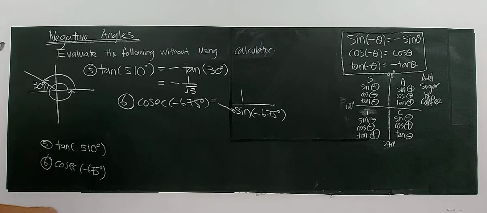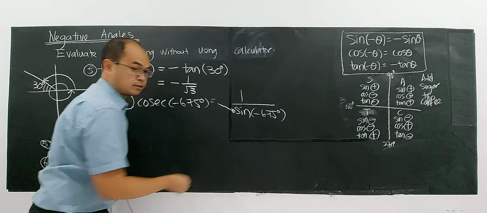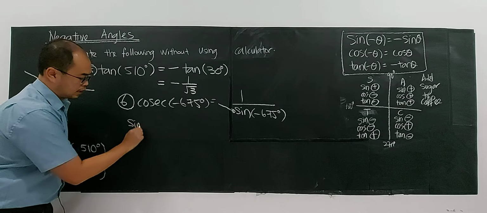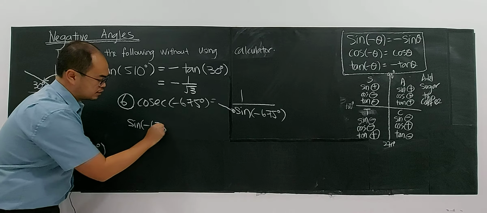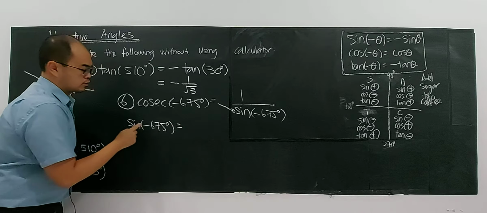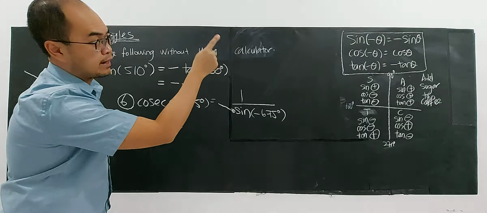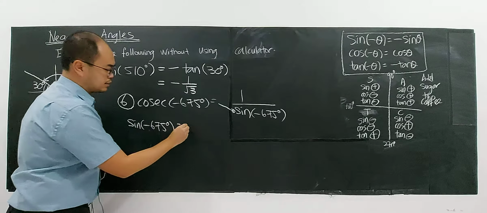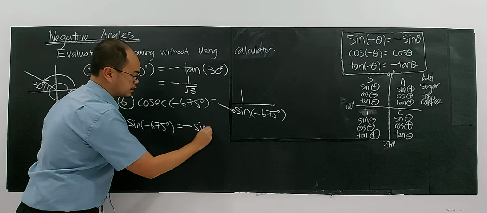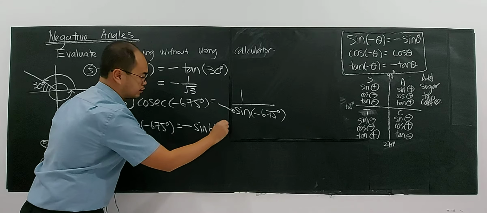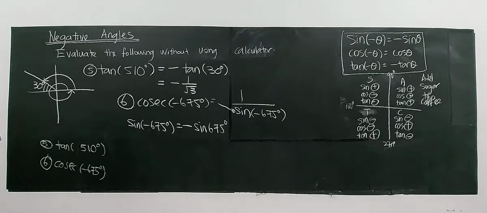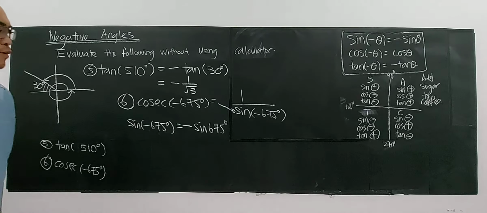I have to apply the negative angle here because there is a negative inside. So I have negative 675 degrees. Based on the negative angle, sine negative theta is negative of sine theta, so it is negative sine 675 degrees.